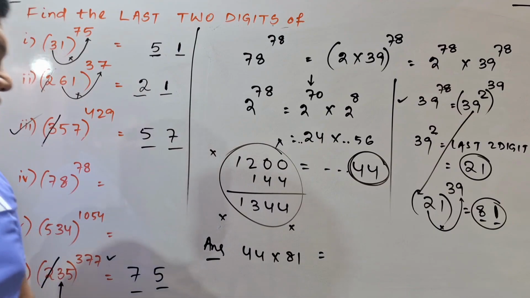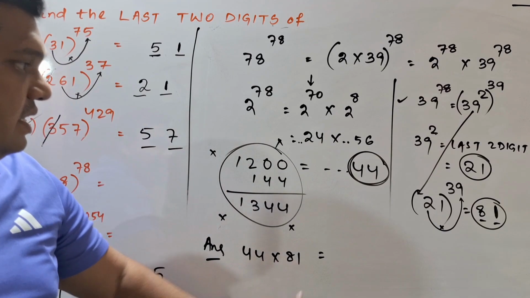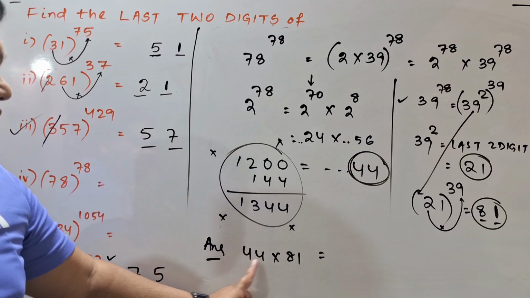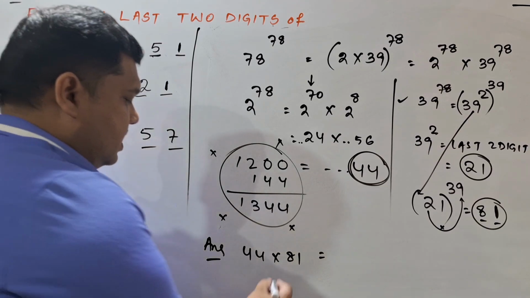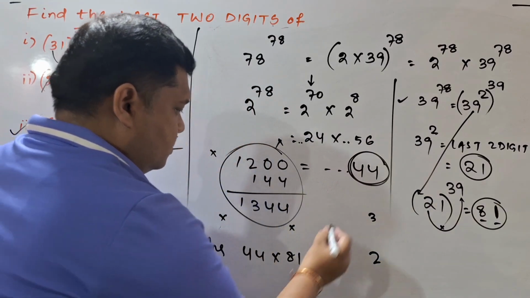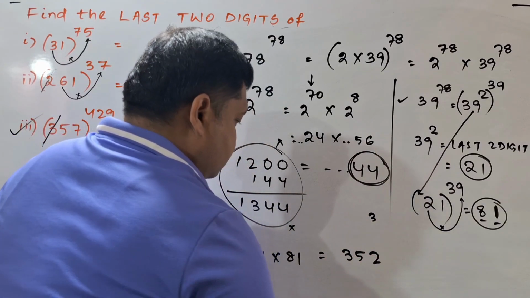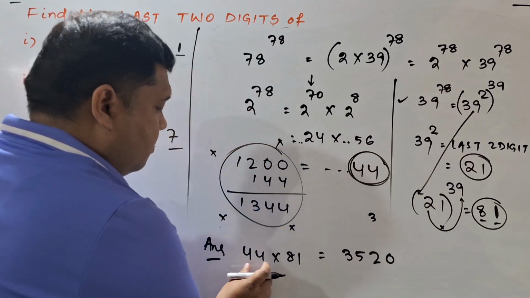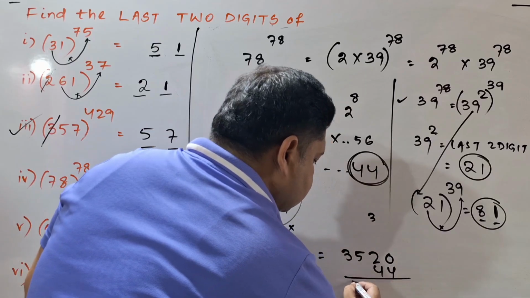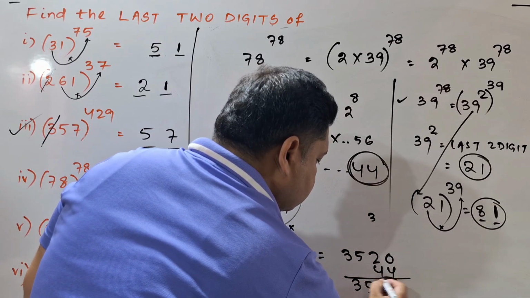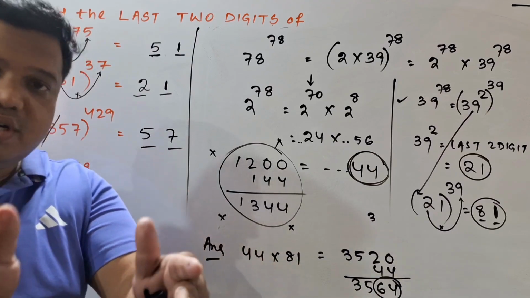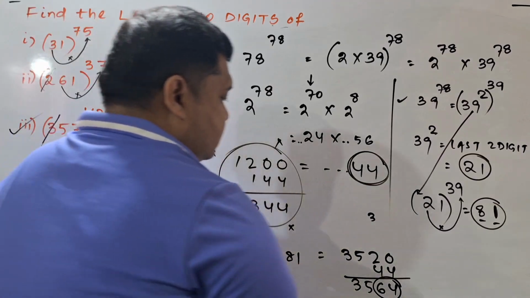How to solve? You just find 44 into 80. Clear? 44 into 81. So 44 into 80 is how much? Now 8 into 4 is 32, carry 3. Again 8 into 4 is 32, plus 3 is 35. Then 0. Then 44 into 1 is how much? 44. So you add 44. So this is 3564. So the last two digits are 64. You can multiply by any method, directly, according to your convenience. So here my answer is 64.